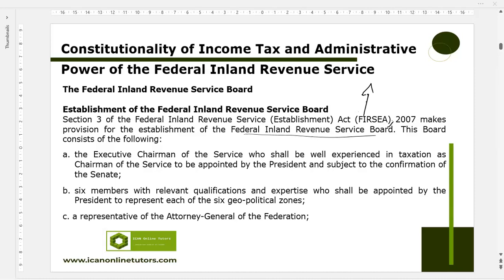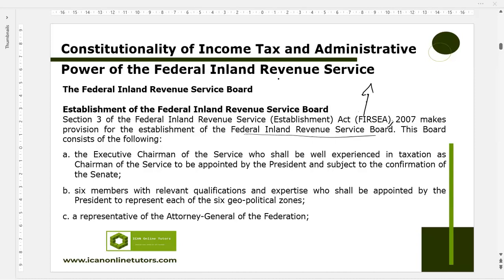Sorry, I don't know this current person's name. Okay, Farouk. What's the name of the present chairman of FIRS? Is it Muhammad Nami? Okay, yes. All right.